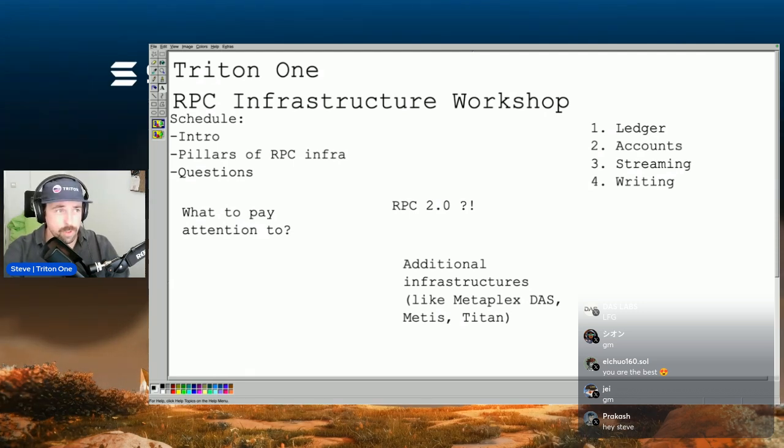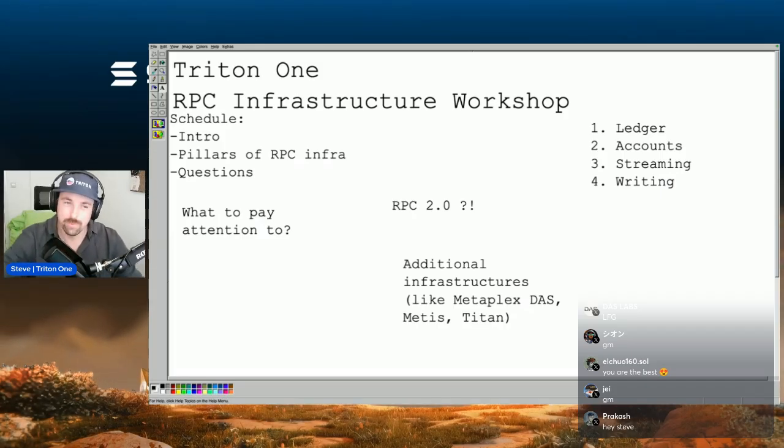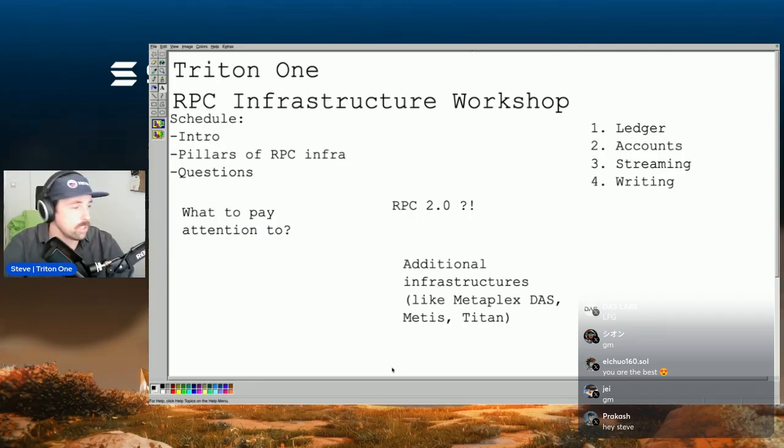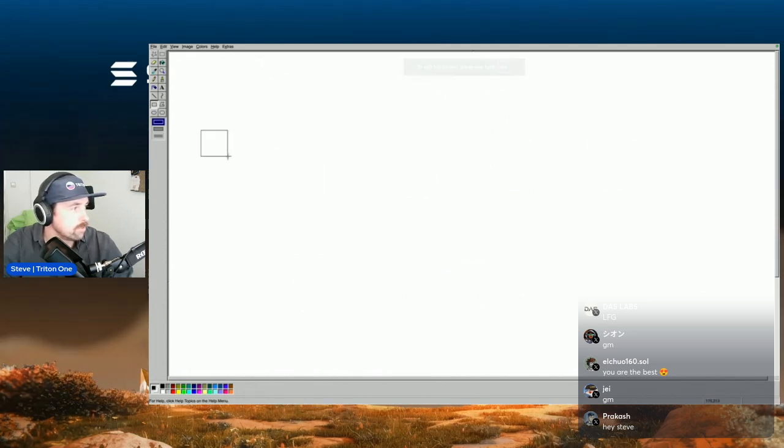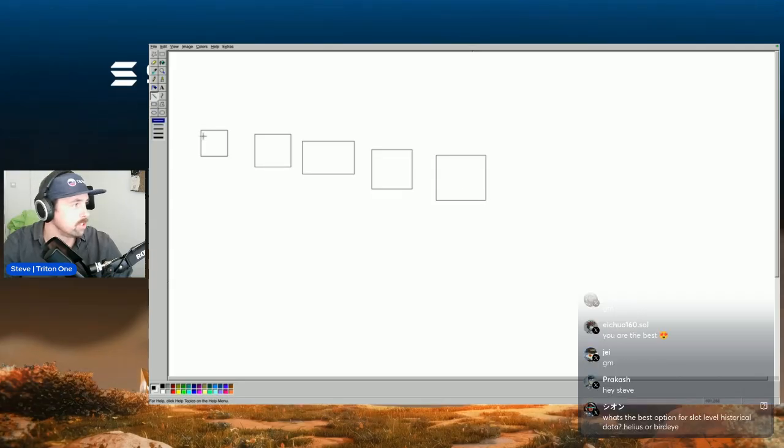So RPCs perform many tasks, but to make it simple, I like to divide it into 4 basic pillars of infrastructure. What I just went over is the ledger of the blockchain. So what I can do is go here and make a little drawing to support this. So this is a block, this is a block, this is a block, this is a block, this is a block. So this is a blockchain.